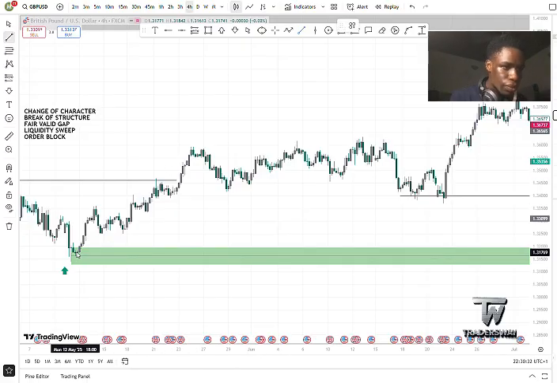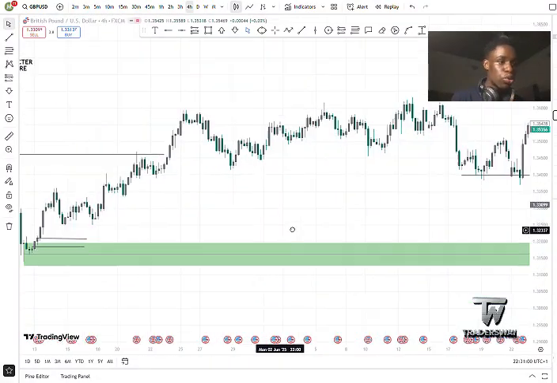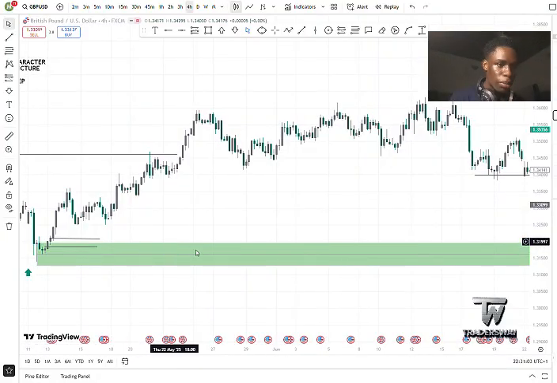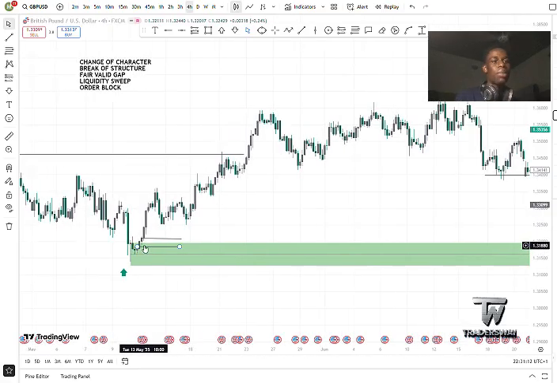You can see the fair value gap started from here. You can see the gap inside these two. You understand? That's my fair value gap. You can't see it very well if you don't zoom in, so let me zoom in for you guys. You can see the gap, a very simple and short gap. That's my fair value gap in this trade. That's why I chose this as my order block.